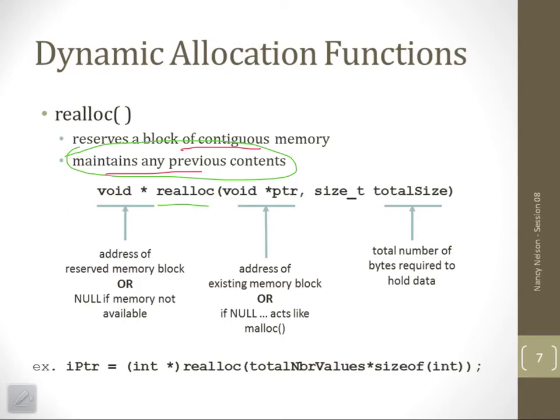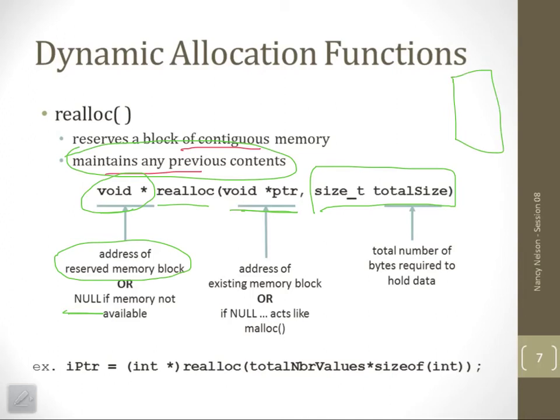So the function is realloc. Here again we need to typecast to return a pointer. This is going to be the address of that reserved block, or null if there was a problem. And like calloc and malloc, we pass in the total size. But we also need one more thing, and this is the pointer to an existing block. So we had a block that had 3 elements in it. We pass the pointer that we had into there and say, give me 5 blocks, and it's going to add 2 more onto the end.